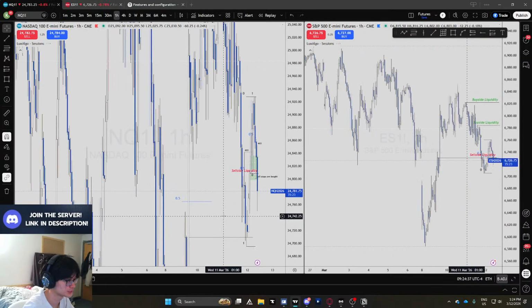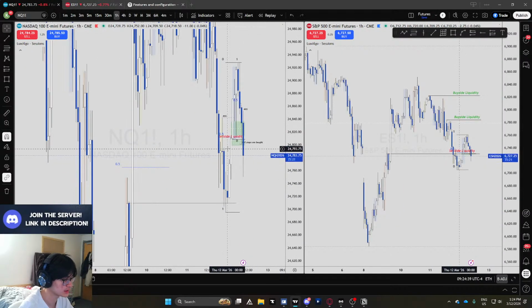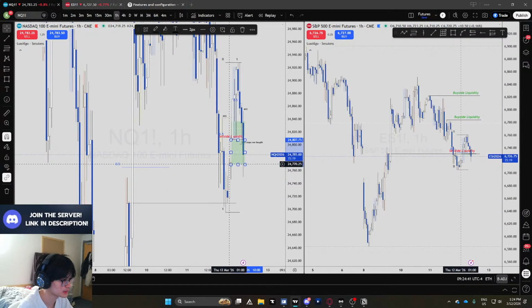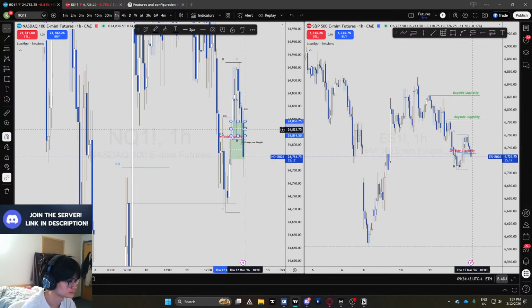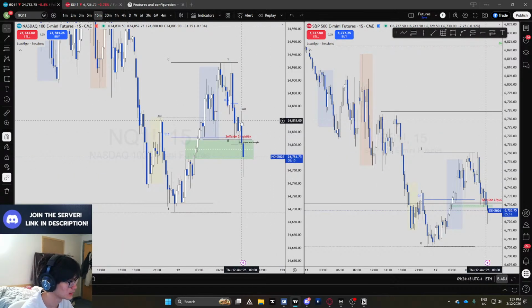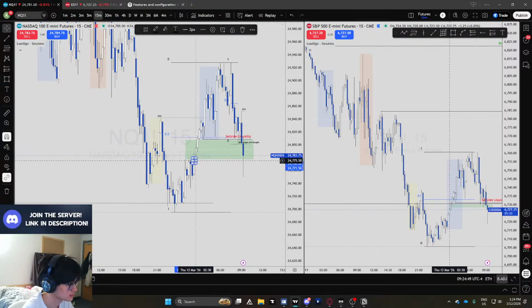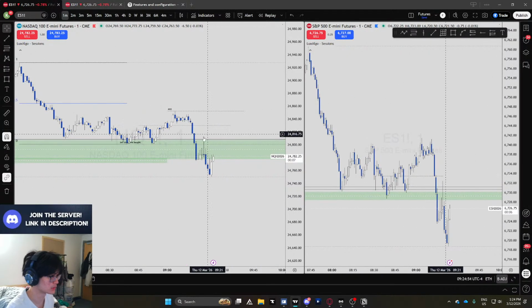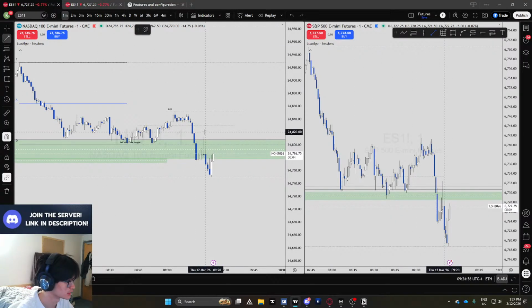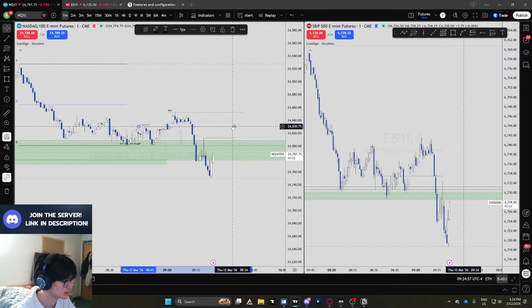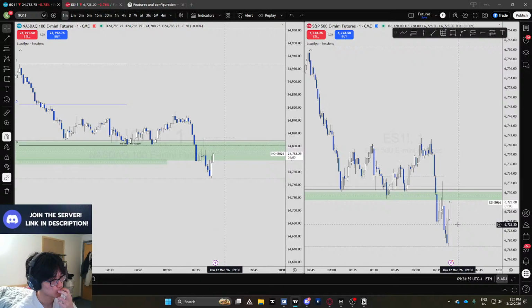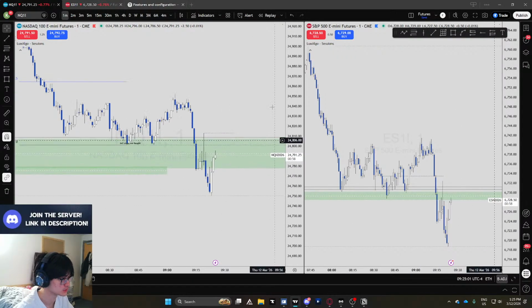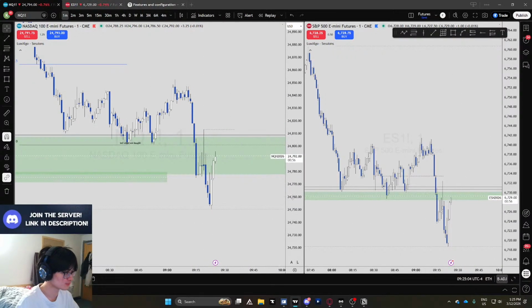Okay, so 1 hour. We're digging deeper into this fair value gap here. 15-minute, again, digging deeper into this. So honestly, a model here is perfectly fine. I wouldn't be too against that.